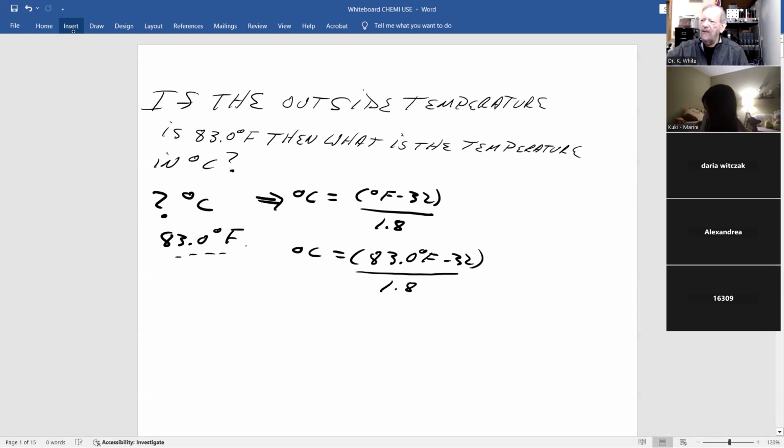Now, with this formula, it's important to do what's in the bracket first and then the division. In this formula, you do the subtraction first and then the division. So I'll do 83.0 minus 32. I get 51. Divide that by 1.8. And my calculator gives me this answer.